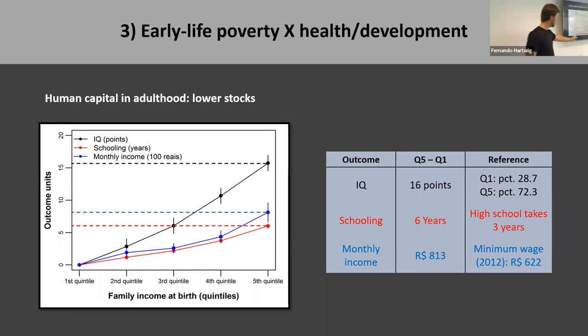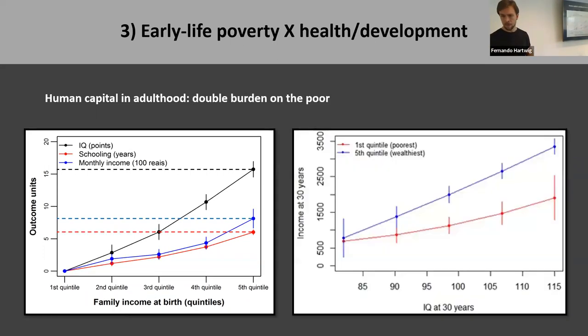And this socioeconomic position refers to when you were born. So notice how things that happen when you were born can have long-lasting associations with human capital, for example, which results in what some people call lower stocks. So you have less training, you have lower IQ, so you just have lower stocks of human capital. But the problem doesn't stop there.